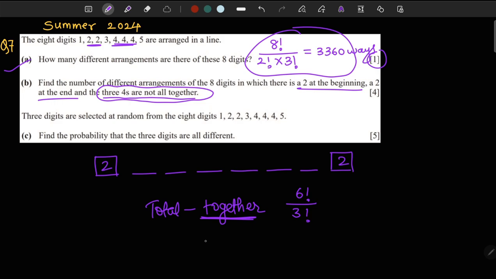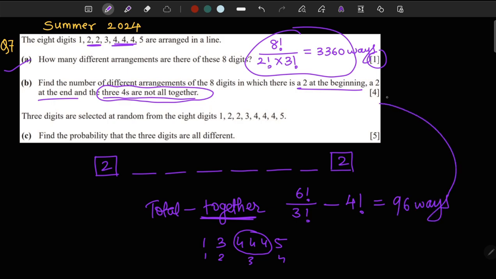For them to be together, we have 1, 3, 4, 4, 4 and 5. Let's make the three 4s as one group. So we have 1, 2, 3, 4 items to be arranged, which is 4 factorial. So we have 6 factorial over 3 factorial minus 4 factorial. Put this into your calculator and you get 96 ways as your answer, and this is for 4 marks.